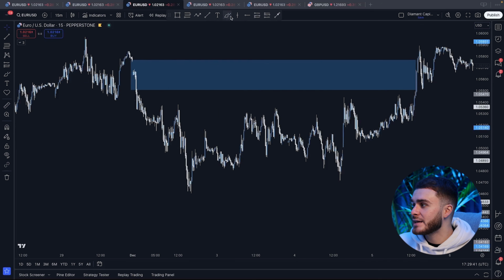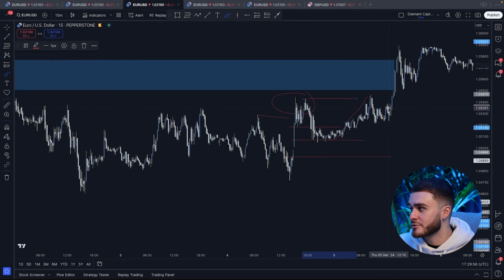So I'll just show you a particular example over here. As you can see at this point over here, that's where we started to break structure to the upside. We then had this imbalance over here, and price, as you can see, went to around 50% of it. As it started to push upwards even further, we got again this break of structure. At this point over here, that's when you can finally start to look for your entries.